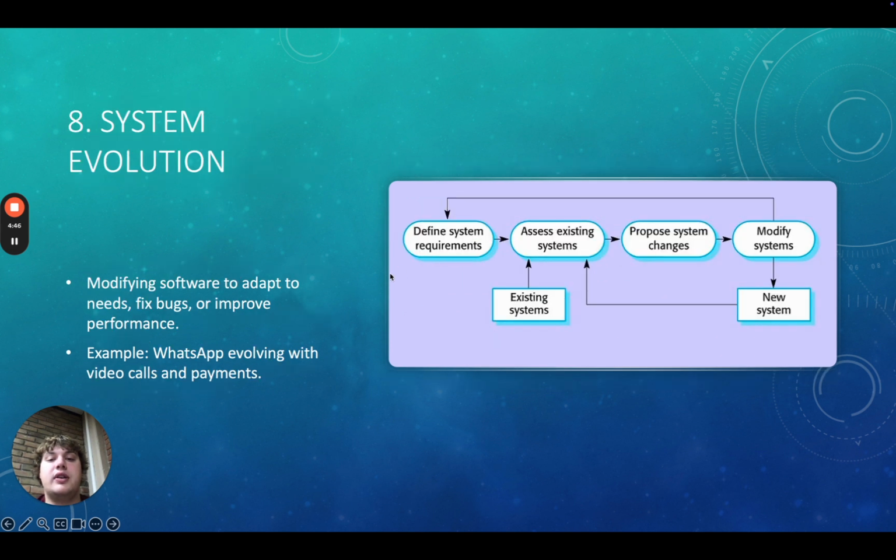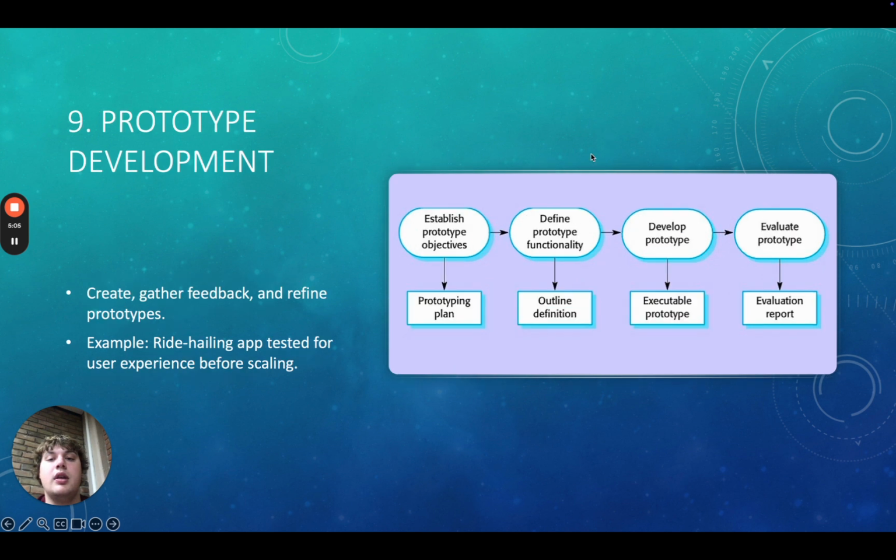System evolution involves modifying software to adapt to new needs, fix bugs, or improve performance. A real-world example is a popular app like WhatsApp. Initial versions only allowed messaging, but later updates added video calling, payments, and status updates to keep up with user demand.